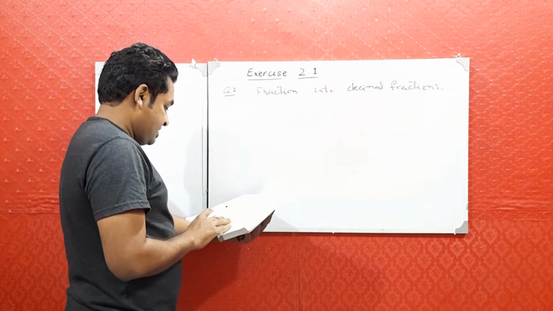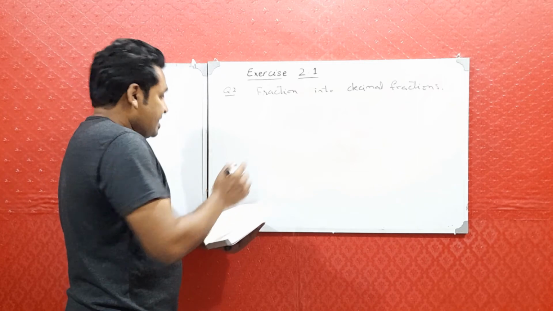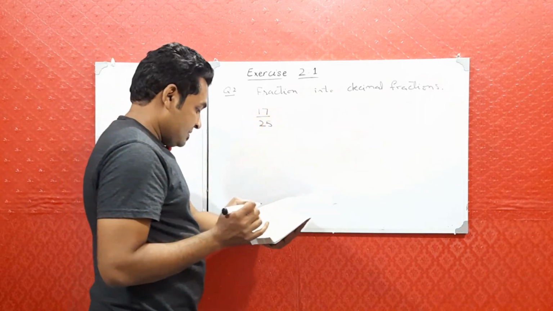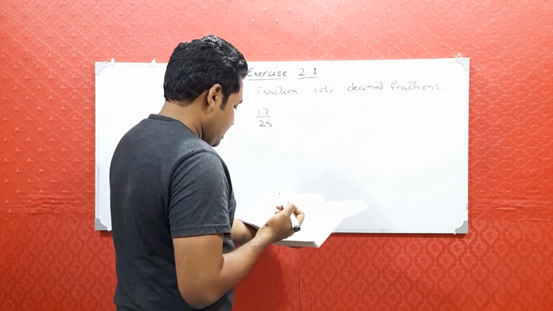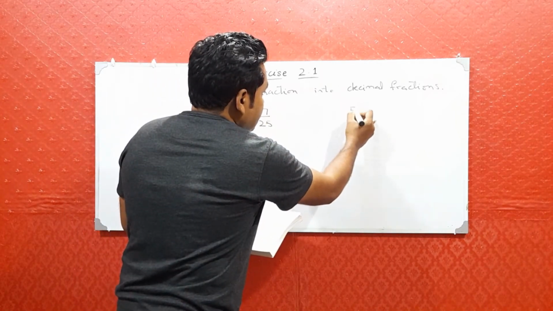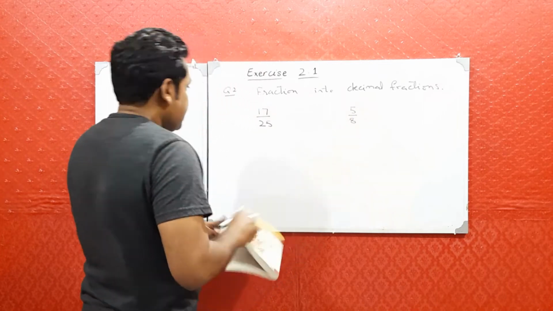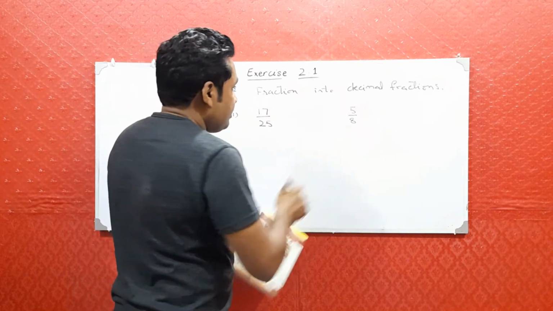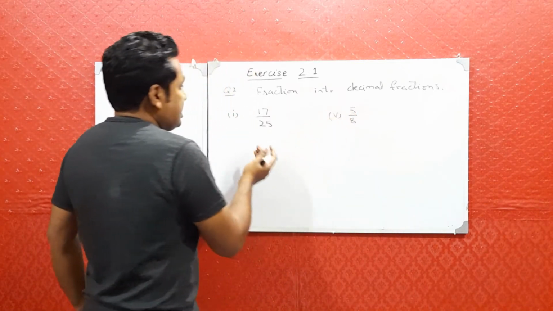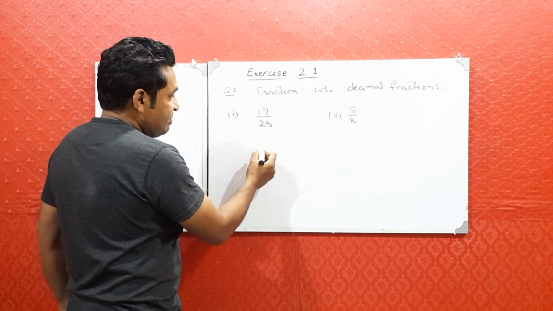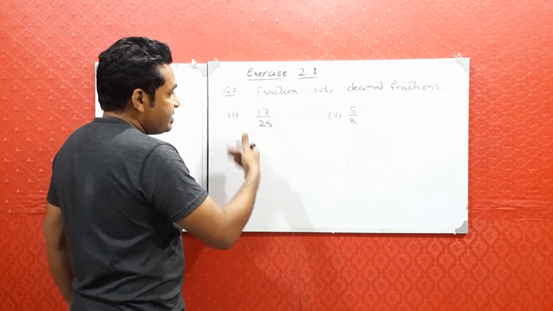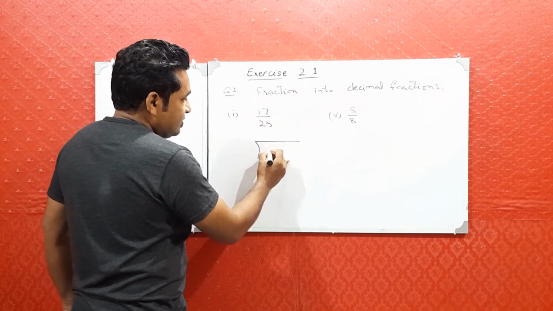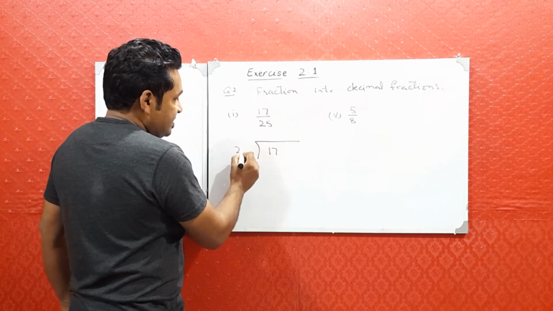So we have here 17 over 25. I will just explain one or two parts of it, or 5 over 8. Okay, so this is part number 1 and this is part number 5. Very easy thing, you simply have to divide 17 by 25 and it will automatically be converted into decimals. So we are dividing 17 by 25.